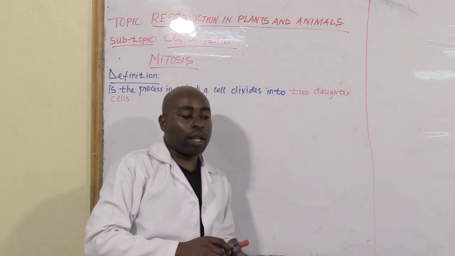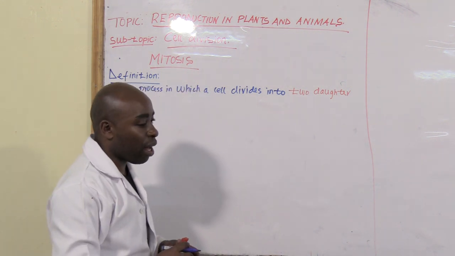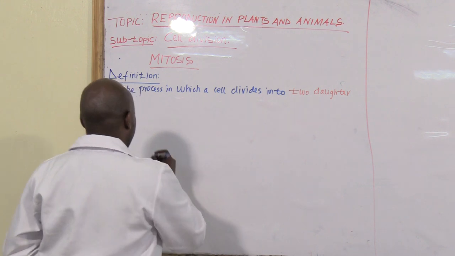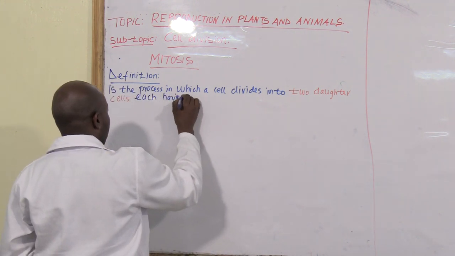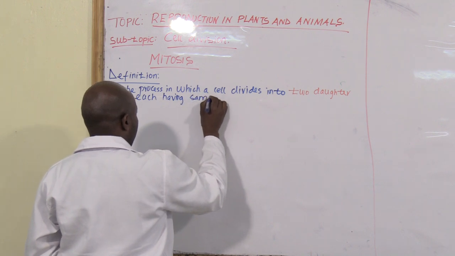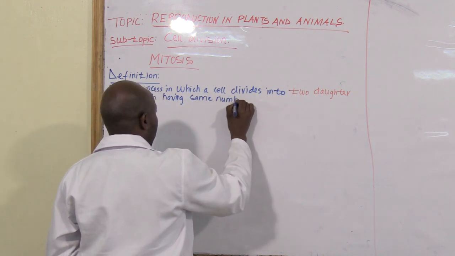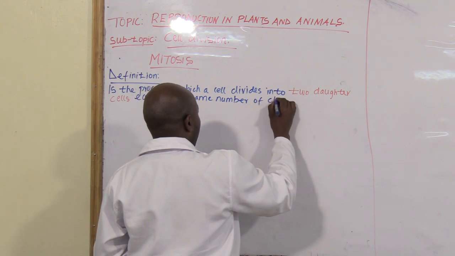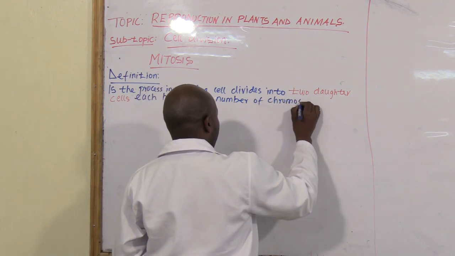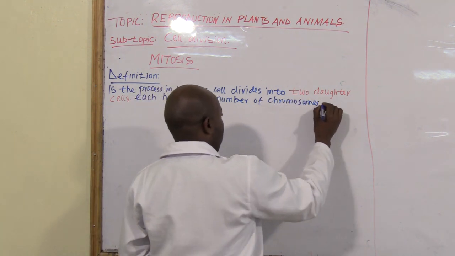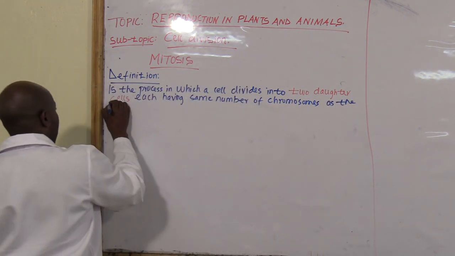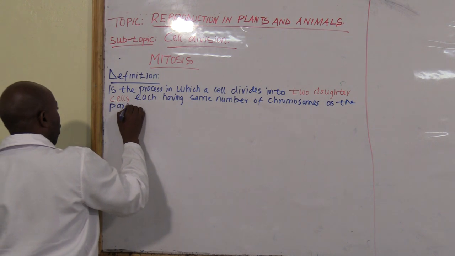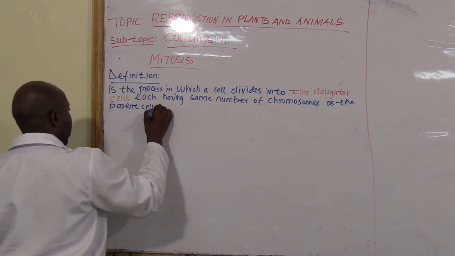And each of these two daughter cells will have the same number of chromosomes as the parent cell.